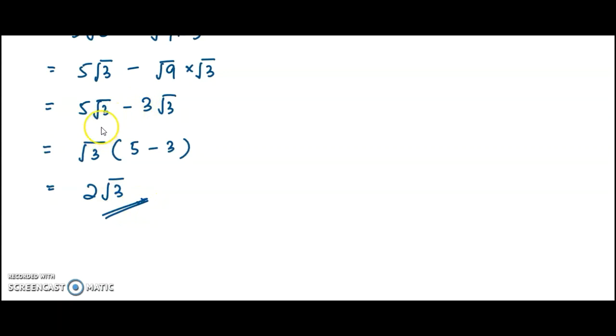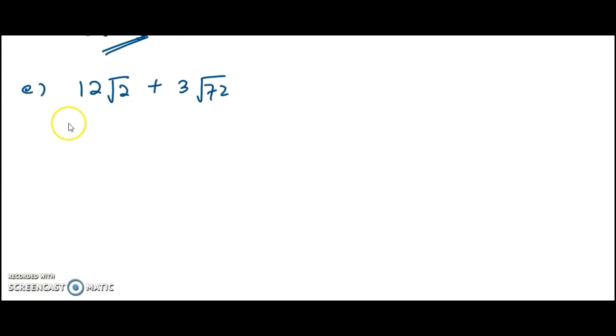You can use the apple approach, which means you see this as 5 apples minus 3 apples. You have 2 apples, where the apples represent surd 3. Or you might factor out surd 3, and in the bracket you get 5 minus 3. Either approach will be fine. For example E, the first term 12 surd 2 is already in the simplest form. Copy it down, nothing to be simplified.